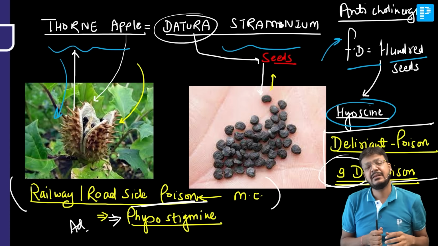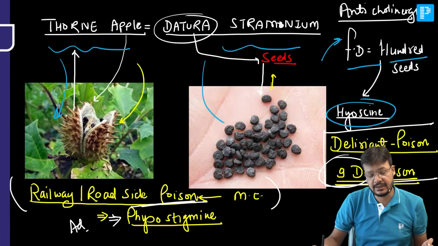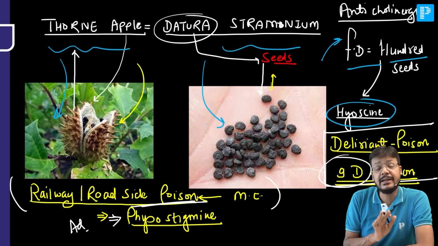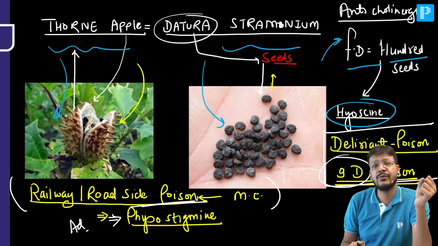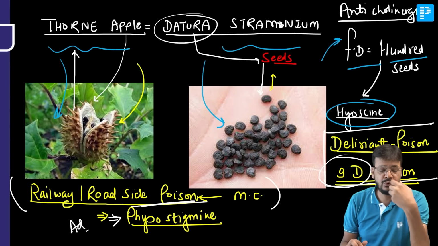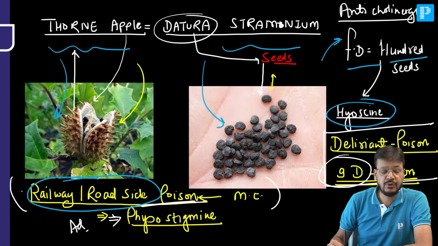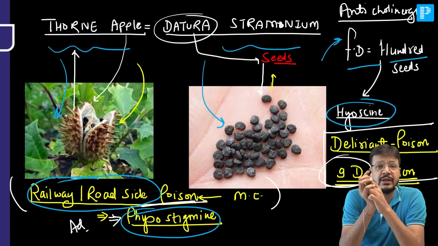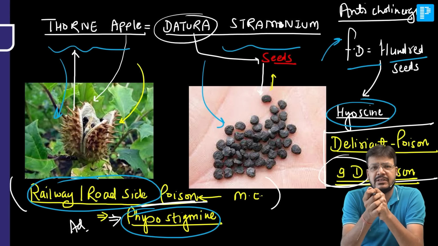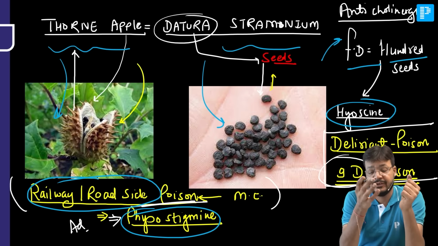My dear friend, this is a thorn apple and these are Dhatura seed. It is a deliriant poison. If you know, there are three deliriant poisons, the CCD, Cafe Coffee Day: cocaine, cannabis and Dhatura. It is most commonly used as a railway or roadside poison. It is an anticholinergic plant. So the antidote is physostigmine. For any anticholinergic plant like Dhatura, like Atropa belladonna, we use physostigmine.